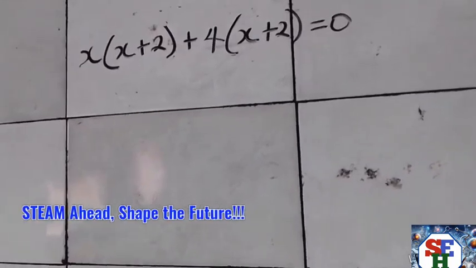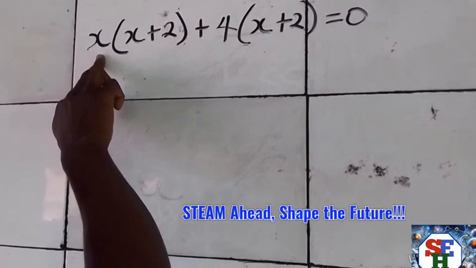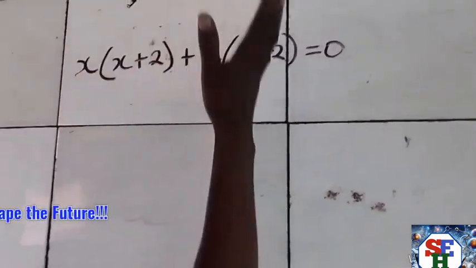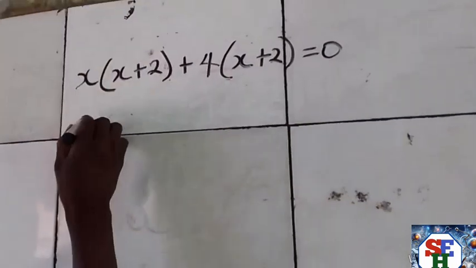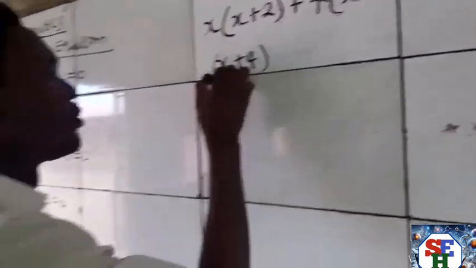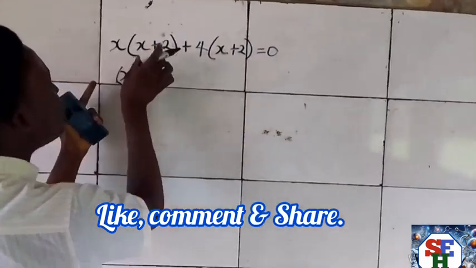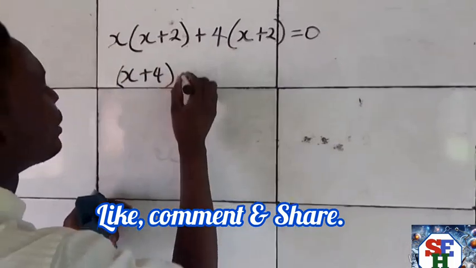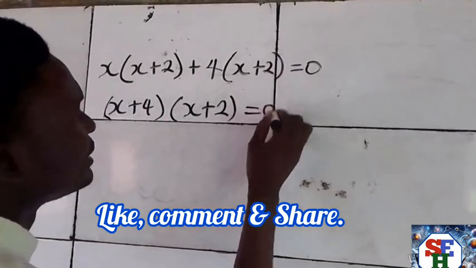Now, the next stage I want you to take note of is, look at this very well. X and plus 4 are outside the bracket, and these two brackets are the same, so the ones that are outside the bracket we will bring them together. X plus 4, you can see it, x plus 4, we bring them together. Then followed by what? You know the two brackets are the same, we only pick one. So now I have x plus 2. And remember it's equal to 0.